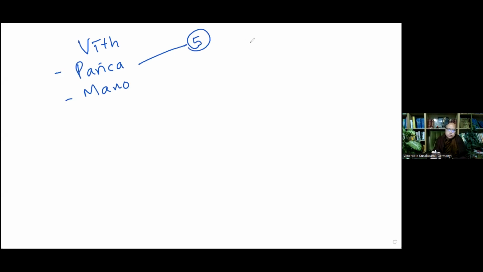Under the Pancha Dwara there are five: Chakku, Sota, Ghana, Jivha, and Kaya. Under the Manodwara there are two kinds, Vibhuta and Avibhuta, clear and obscure. I think it's better to write it down. The thought process has two kinds: Panchadwara and Manodwara. Panchadwara has five, Chakku, Sota, and so on. Manodwara has two kinds, Vibhuta and Avibhuta.